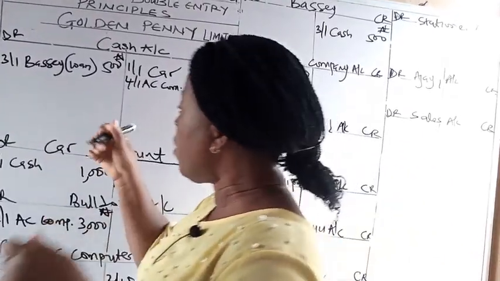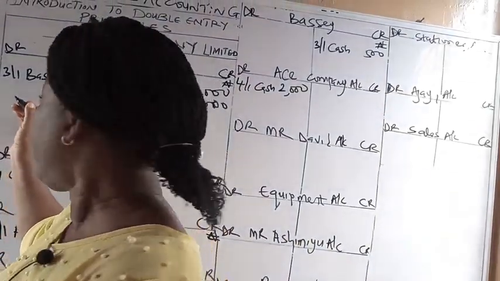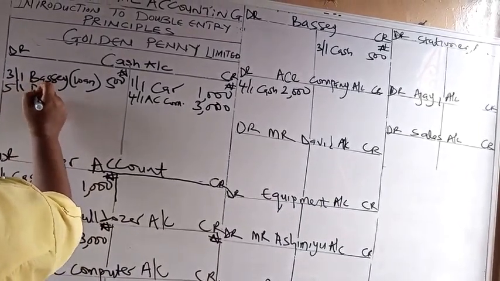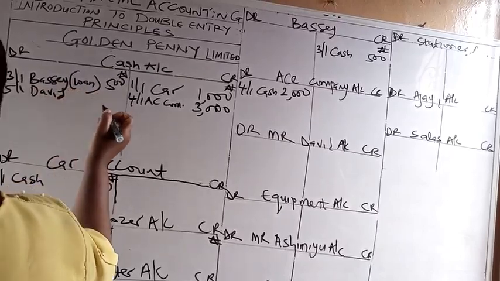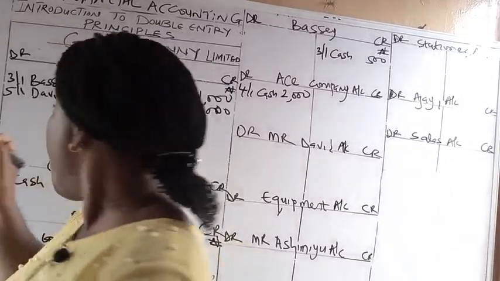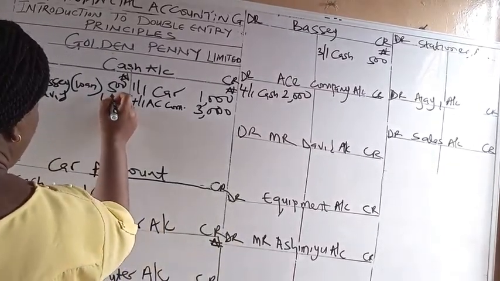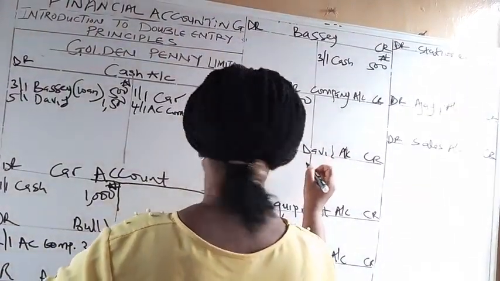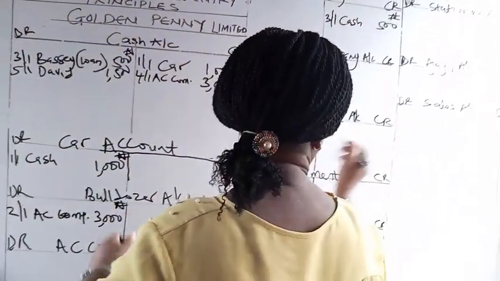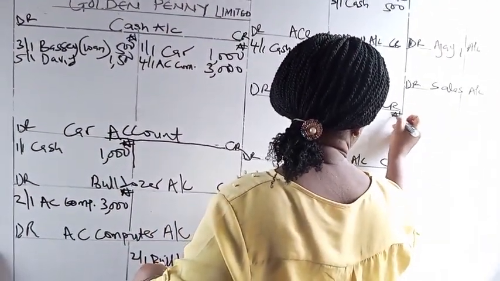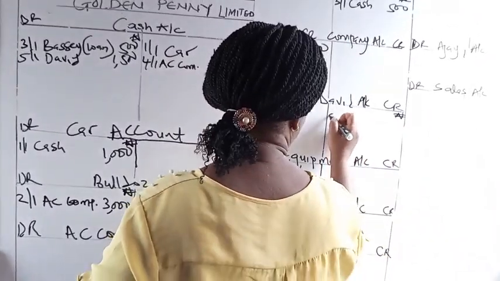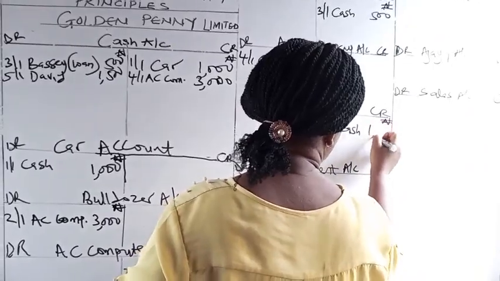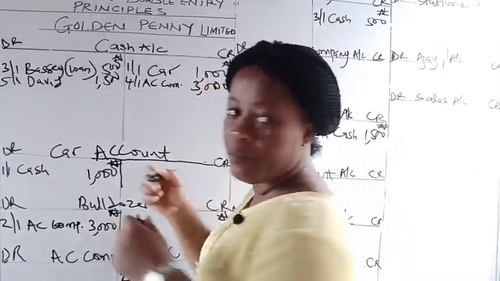So we are coming to the debit side of cash account, 5-1. The person they received money from was Mr. David, and the amount received from him was 1,500 naira. Then we are going to credit Mr. David's account, 5-1 cash, 1,500 naira.